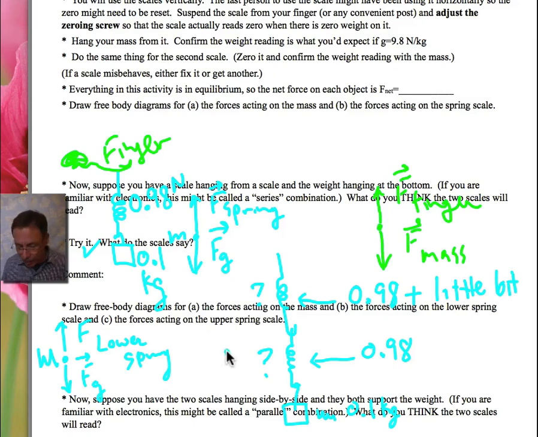The second free body diagram, I'm running out of space, so maybe I'll use red. We're now doing the free body diagram for this guy here. So here's my spring. We have the force of the mass pulling down on it, and I forgot this one here, the force pulling up of the upper spring.